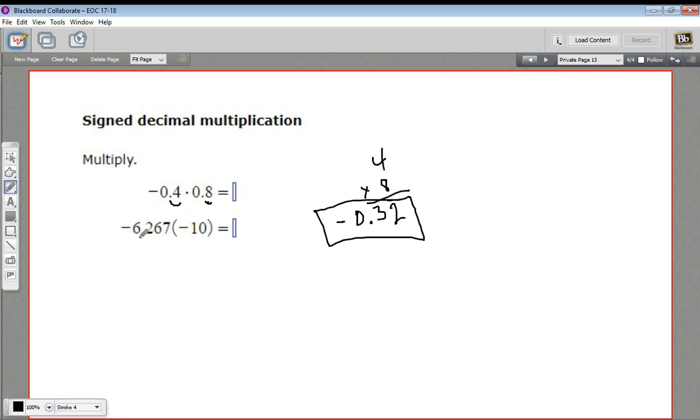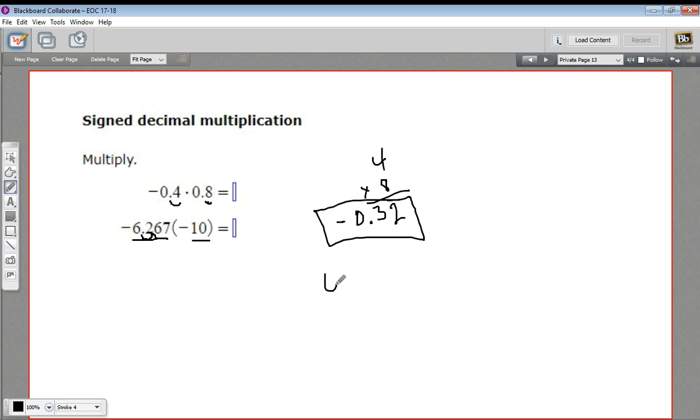Let's try this next one. We have negative 6.267 times a negative 10. Let's do the multiplication part first. So 6.267 times 10. Well, if I multiply something by 10, what that really means is I just move the decimal point one place over to the right.